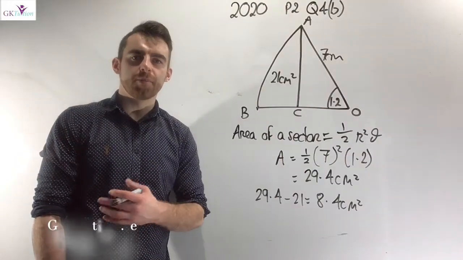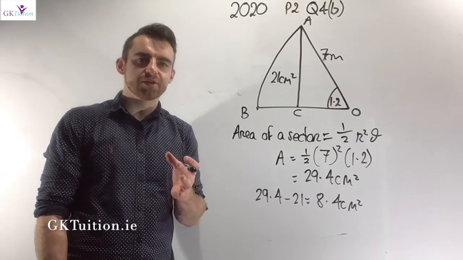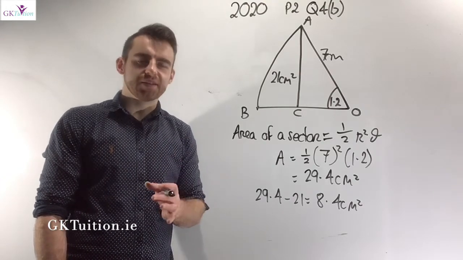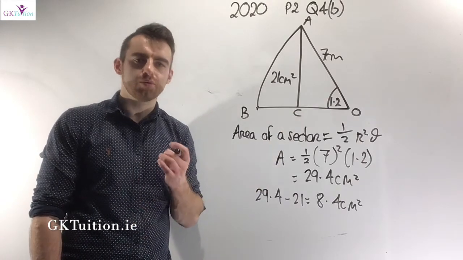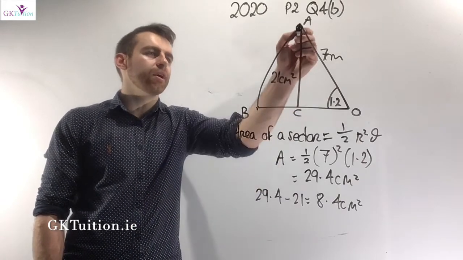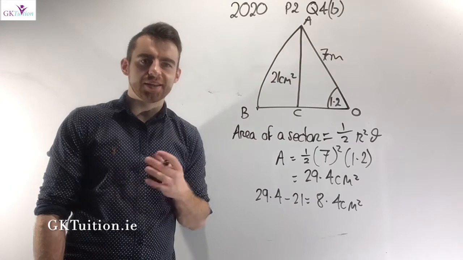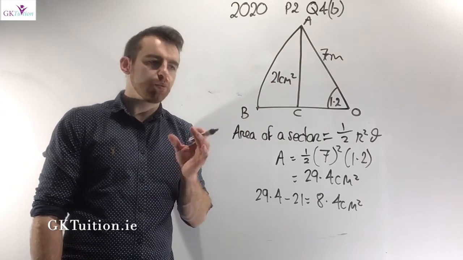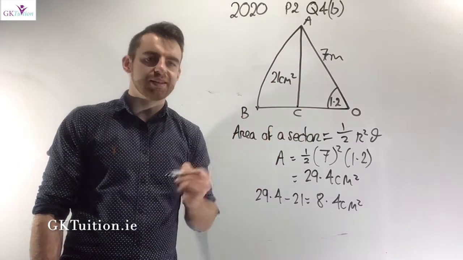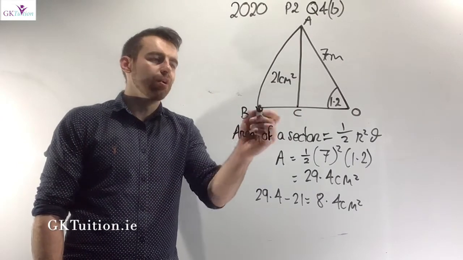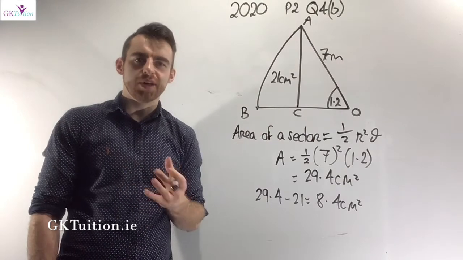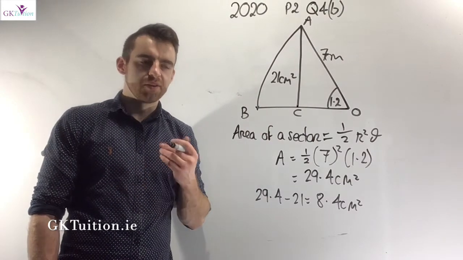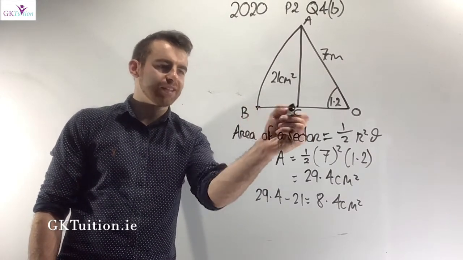In question 4 part B, we were given the sector of a circle that has a radius of 7 centimeters and the angle at the center of the circle is 1.2 radians. Now, the sector has been divided into 2 and we've been asked to work out the distance from B to C. Now, we've been told that the area of the section ACB is 21 centimeters squared. And the question is, I need to work out my distance here.